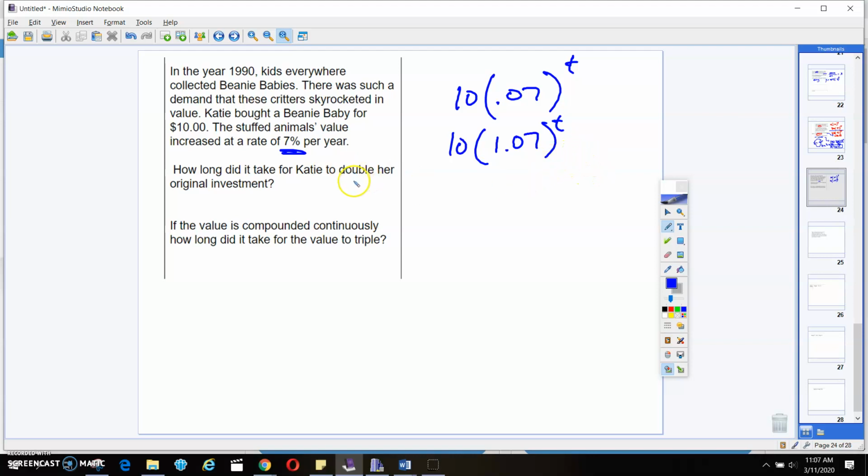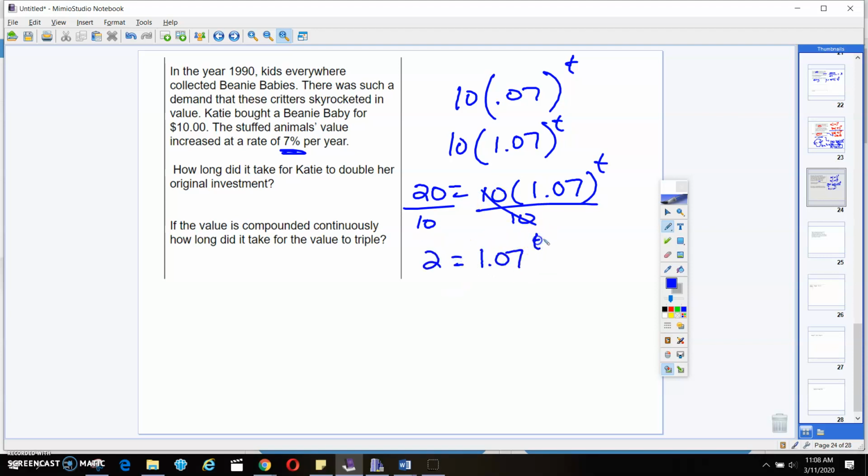So how long did it take for her to double her investment? So we're going to take 20 because that would be double of 10, right? And set it equal to our equation. And then we're going to solve for t. So we would divide by 10 on both sides. And that would give me 2 equals 1.07 raised to the t power.